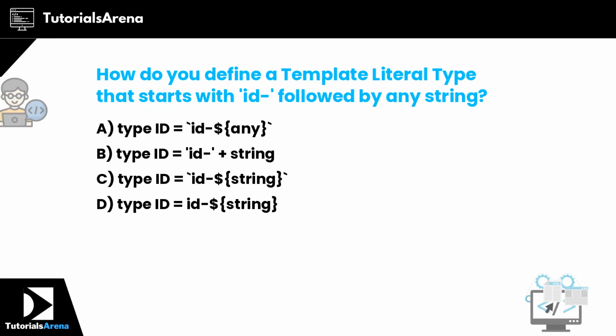How do you define a template literal type that starts with "ID-" followed by any string? The correct answer is option C, type ID = `ID-${string}`.